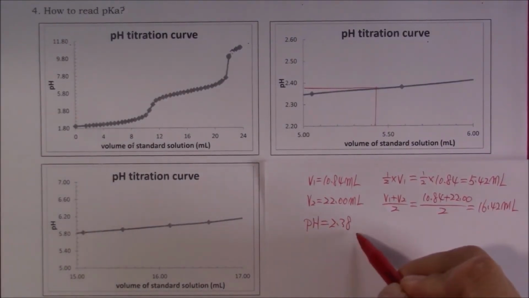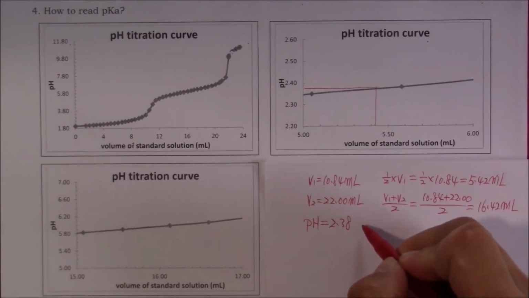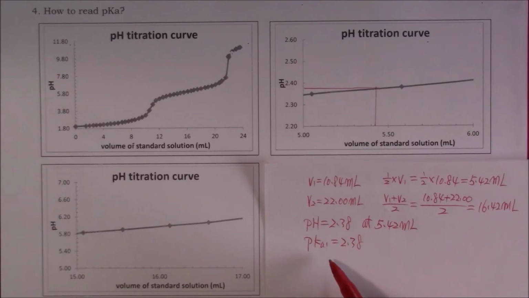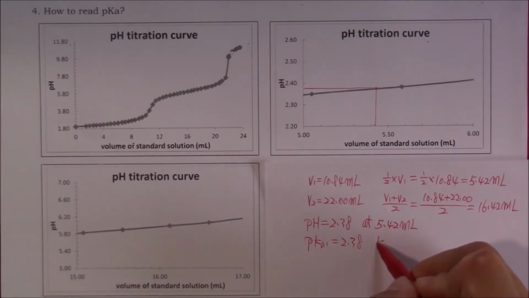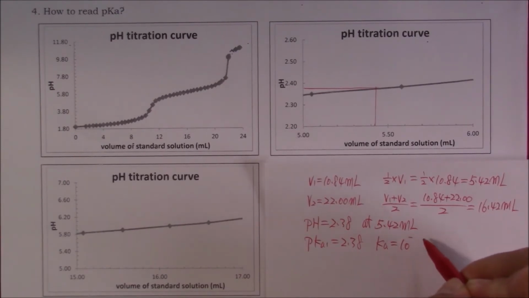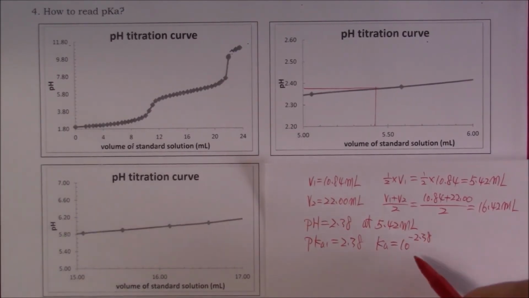Actually, this pH is pKa1. From pKa1, you can calculate Ka. Ka is equal to 10 to the negative pKa. Well, you cannot treat this as a final answer. You need to plug these numbers into a calculator to get the final answer.